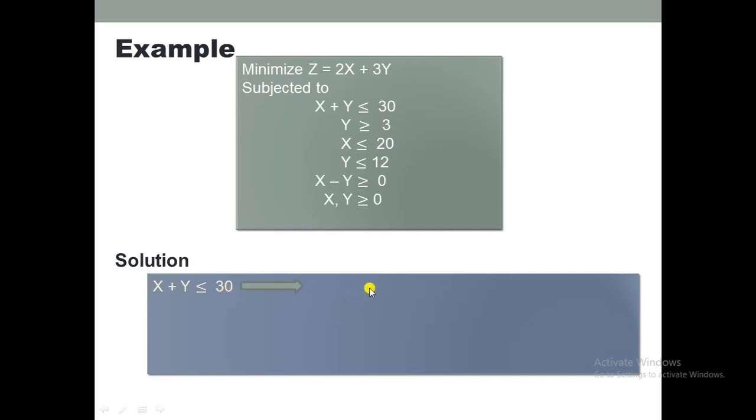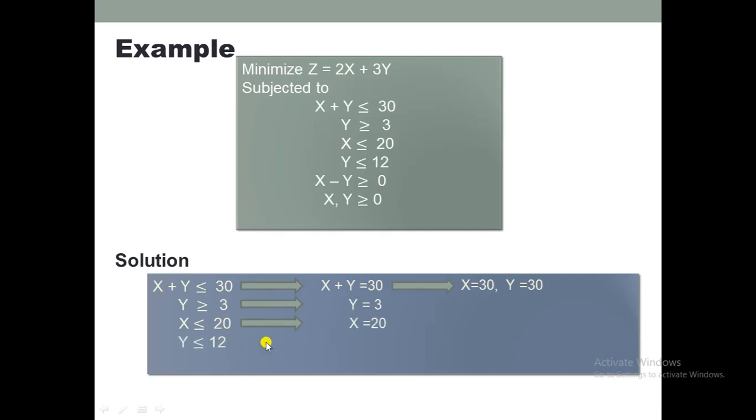When we convert it into an equation, it becomes x plus y equal to 30. Put x equal to 0, you will get y equal to 30. Put y equal to 0, you will get x equal to 30. So the coordinates are x 30, y 30. Second is y greater than or equal to 3. When you convert it into an equation, it simply becomes y equal to 3. Third is x less than or equal to 20. When you convert it into an equation, it simply becomes x equal to 20.